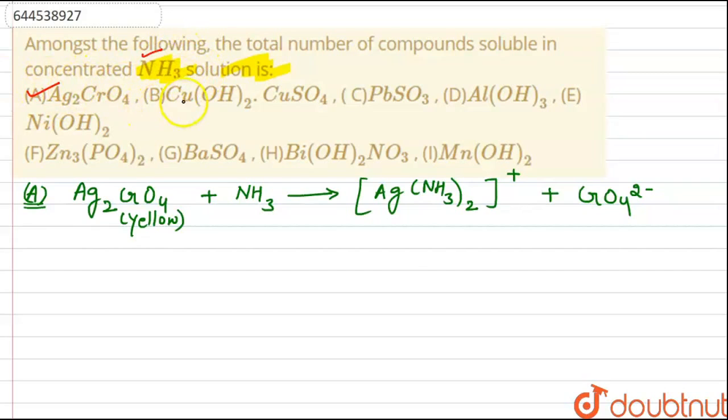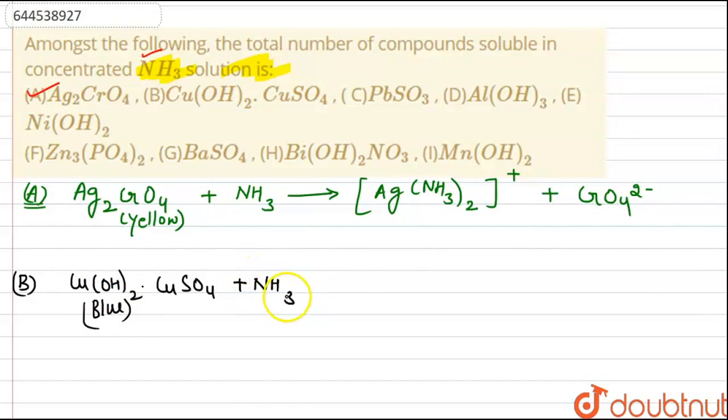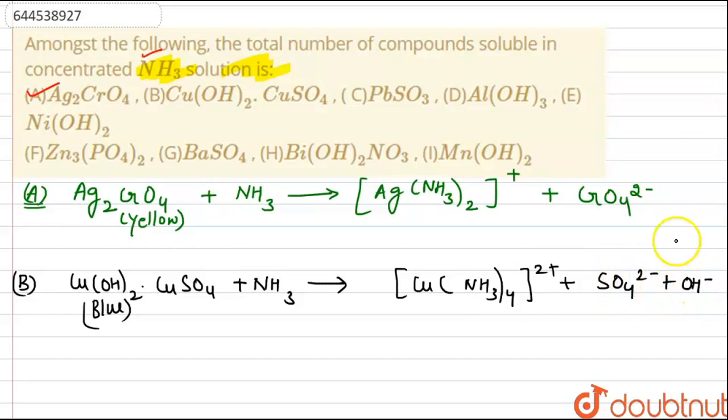Now moving on to the second one, Cu(OH)2·CuSO4. It is blue in color, and when it reacts with ammonia, that is NH3, the product we get is a complex of copper with ammonia, that is [Cu(NH3)4]2+, and along with this we get SO4 2- and OH-. Keep in mind these are all unbalanced equations. So it makes a complex, and this is also soluble.